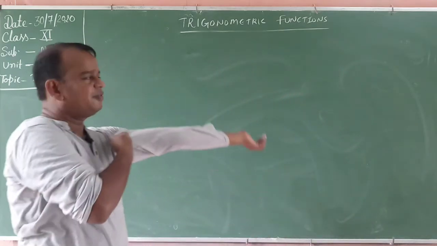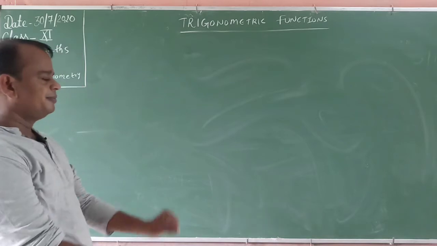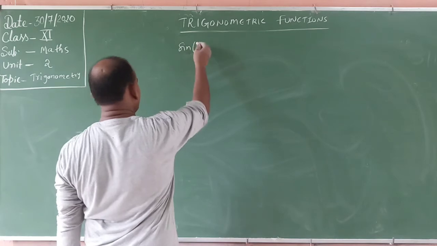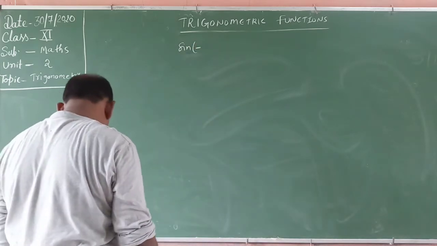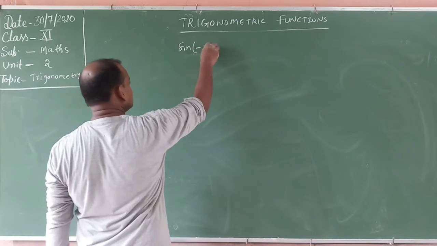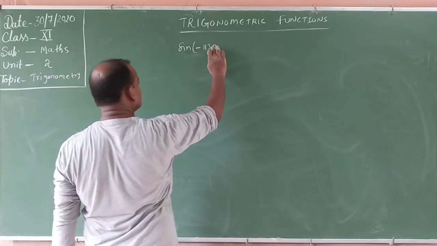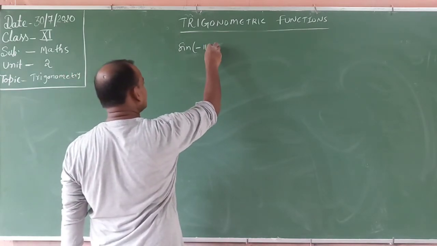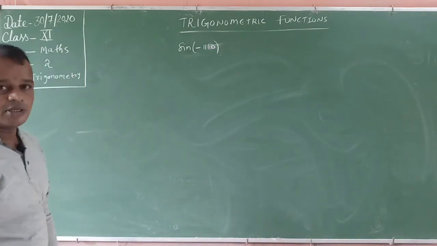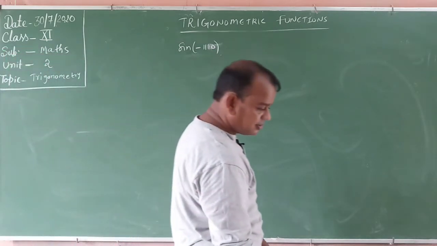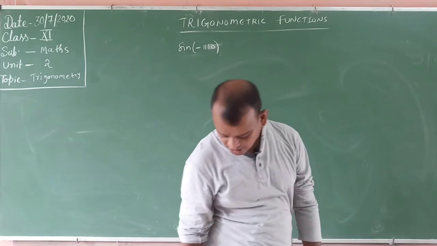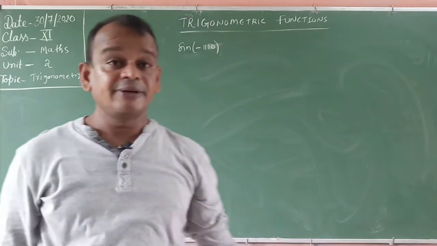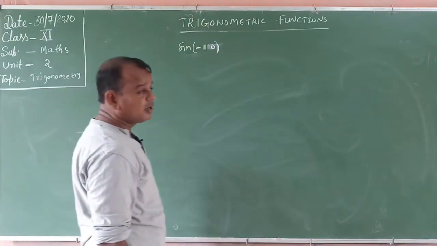Again we will change, no problem at all. First, sine of minus 1110 degrees. I will explain in two ways, two methods. First the general method, after that the shortcut method. Sine of minus 1110.